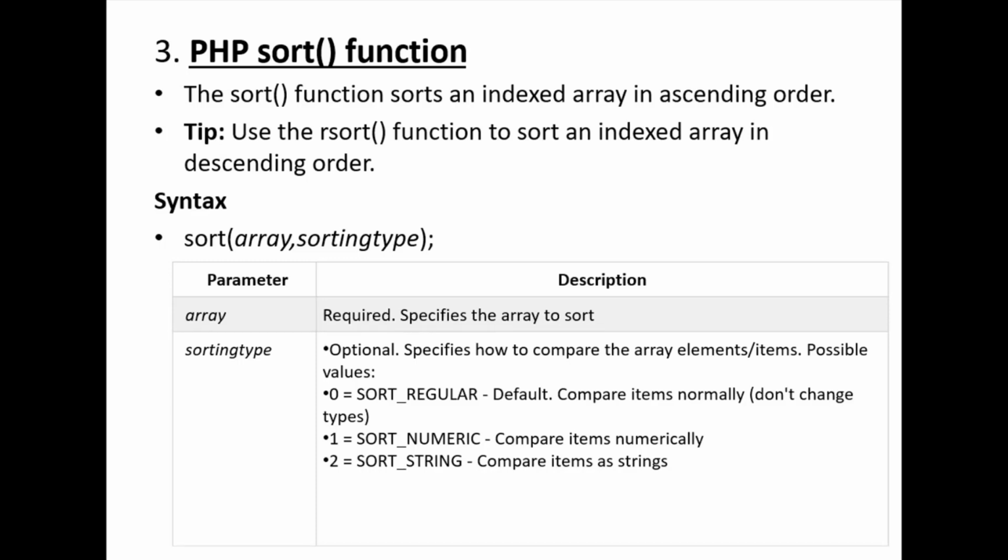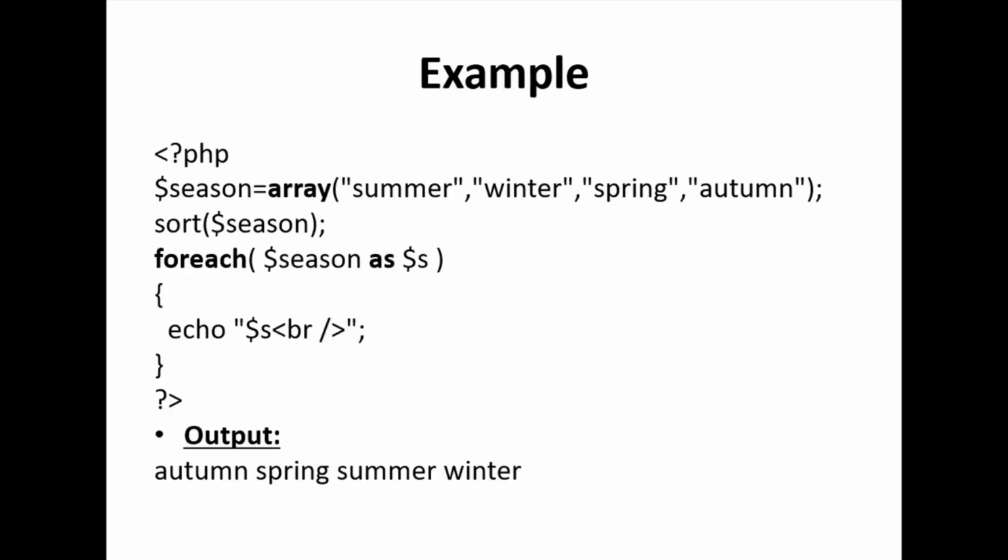So the syntax is sort(array, sorting type). Array is a required field, and sorting type is optional. For array, you put the array which you want to sort, and the sorting type specifies how to compare the array elements or items. Possible values are 0, 1, and 2. 0 is SORT_REGULAR, which is the default, and it compares items normally, without changing the types. 1 is SORT_NUMERIC, which compares items numerically. And 2 is SORT_STRING, which compares items as strings. So this is how you can use sort.